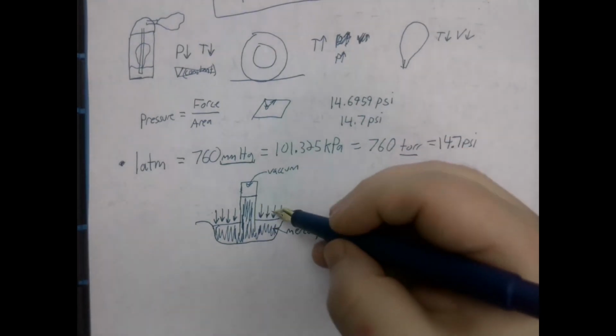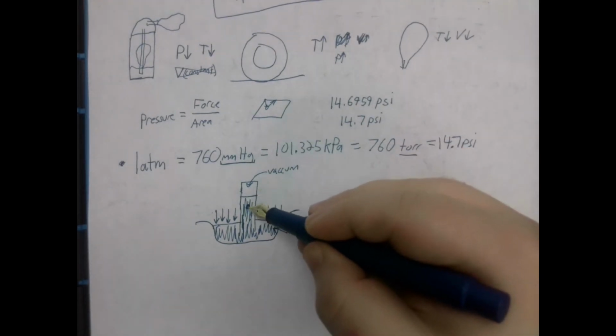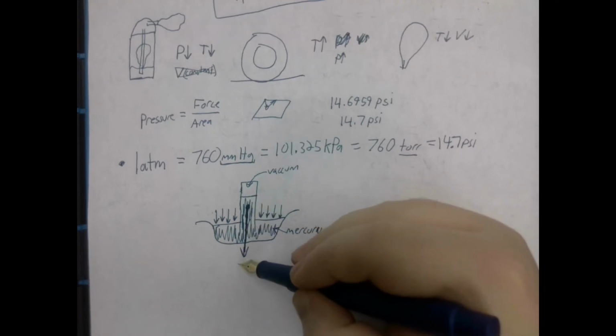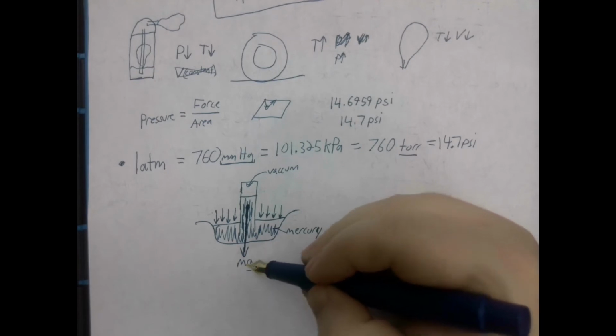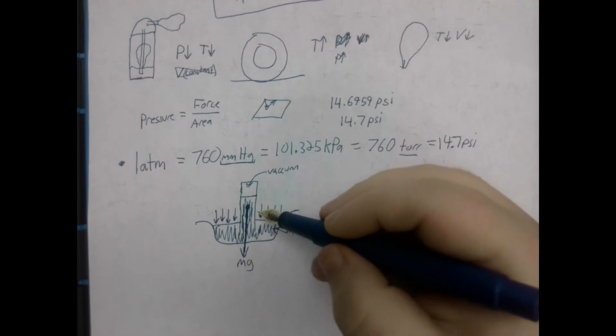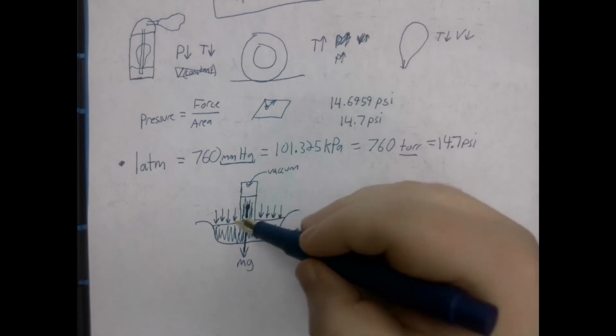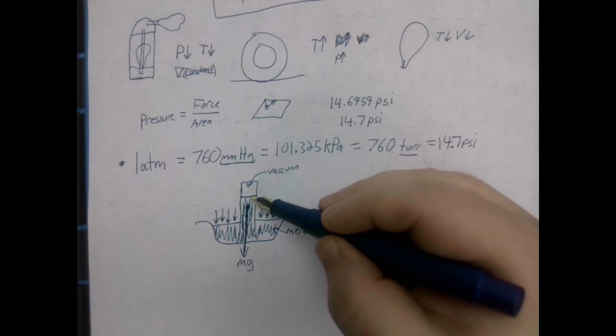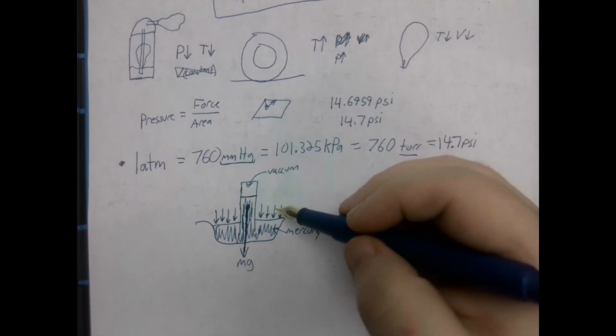We also have the force of gravity. Gravity is going to pull down the mass of that column times the acceleration due to gravity. And when these two forces counteract each other, the mercury will stop and we'll have a vacuum up the top.